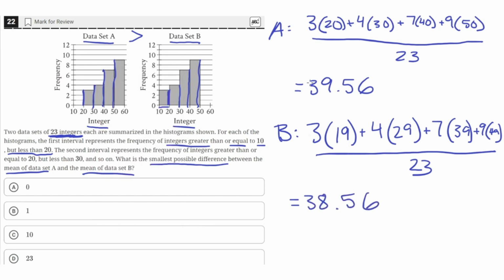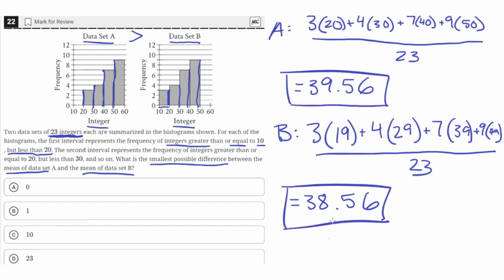So this was the smallest possible mean we could find for dataset A, and this was the largest possible mean we could find for dataset B. So the difference between these two will give us the smallest possible difference between the means of the two datasets. The difference between these two is 1. So the correct answer choice is B.